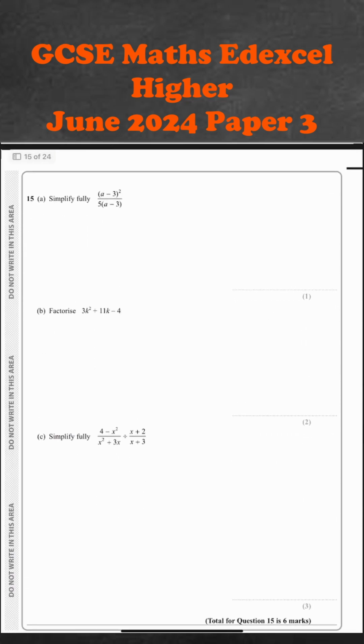Question 15. Simplify fully (a - 3) squared over 5 lots of (a - 3). We'll just cancel an (a - 3). That's all we need to do on this one. (a - 3) over 5.